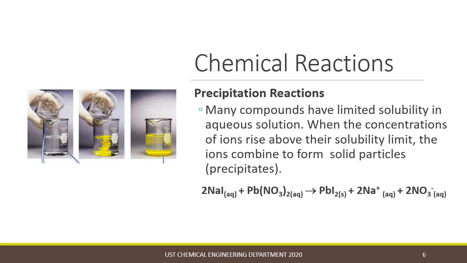Precipitation reactions occur when an insoluble compound is formed from the reaction of two solutions containing soluble ions. The solid product or insoluble compound is known as the precipitate. Precipitation reactions may be predicted by knowing the solubility of the compounds that will form in the solution. For example, combining sodium iodide and lead nitrate yields the insoluble lead iodide precipitate and sodium nitrate, which is soluble in solution.